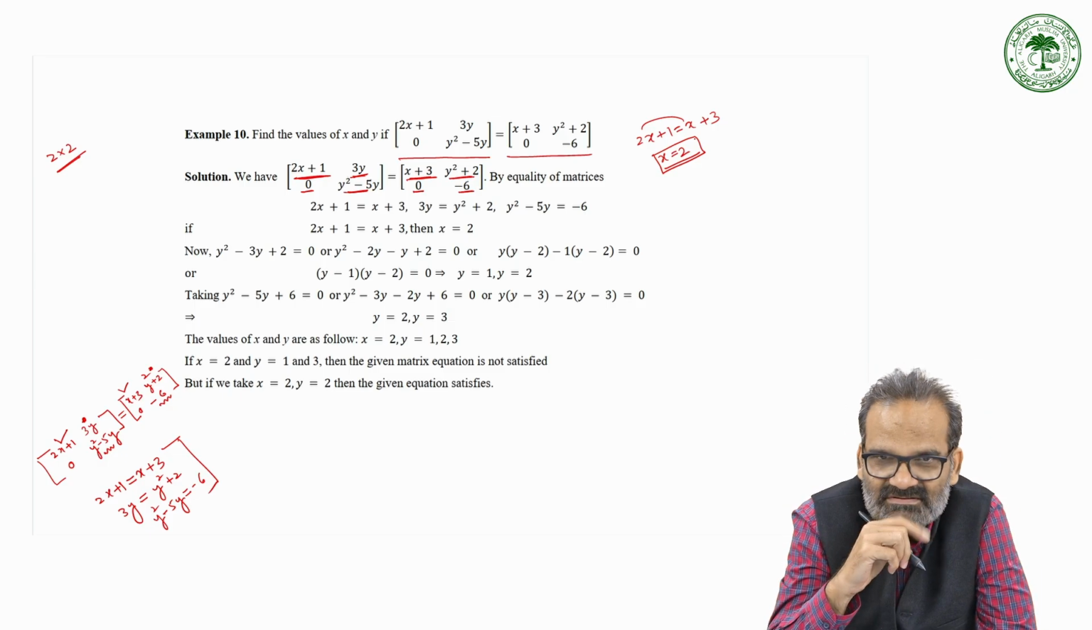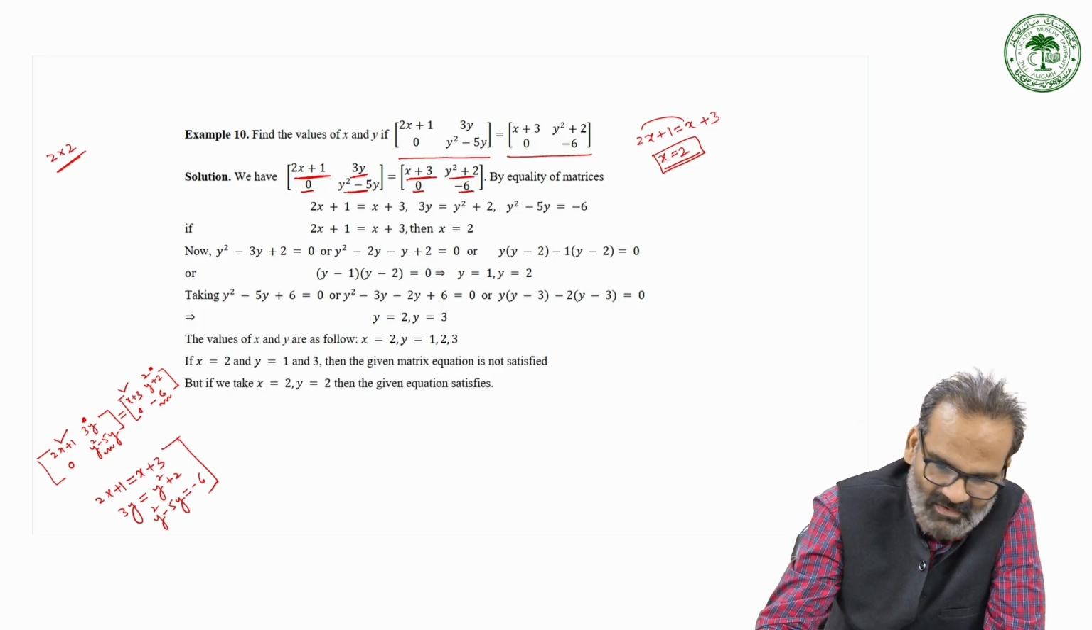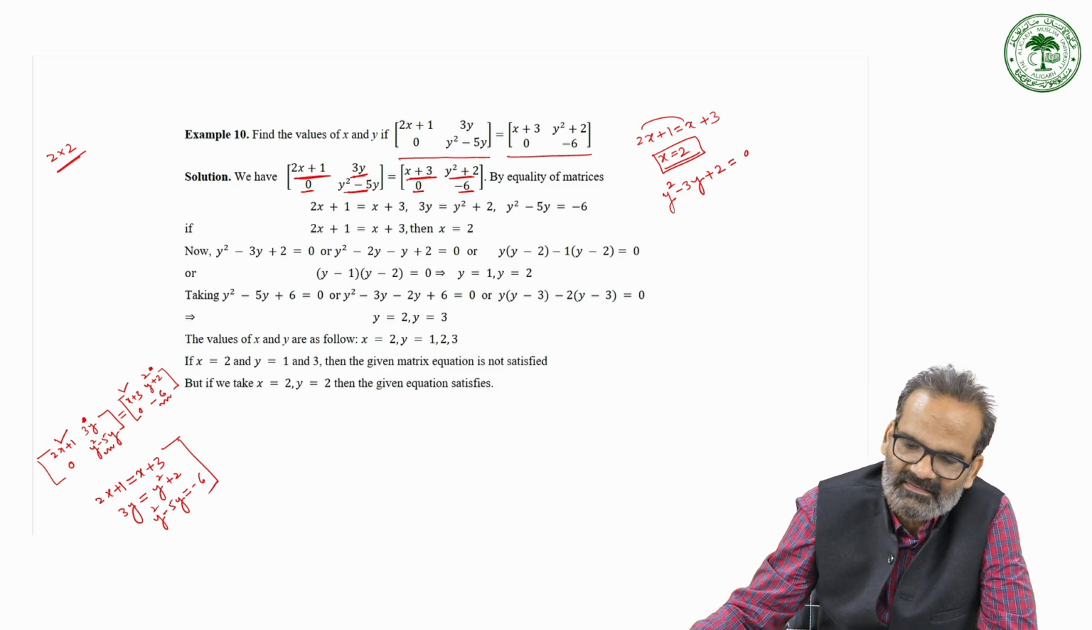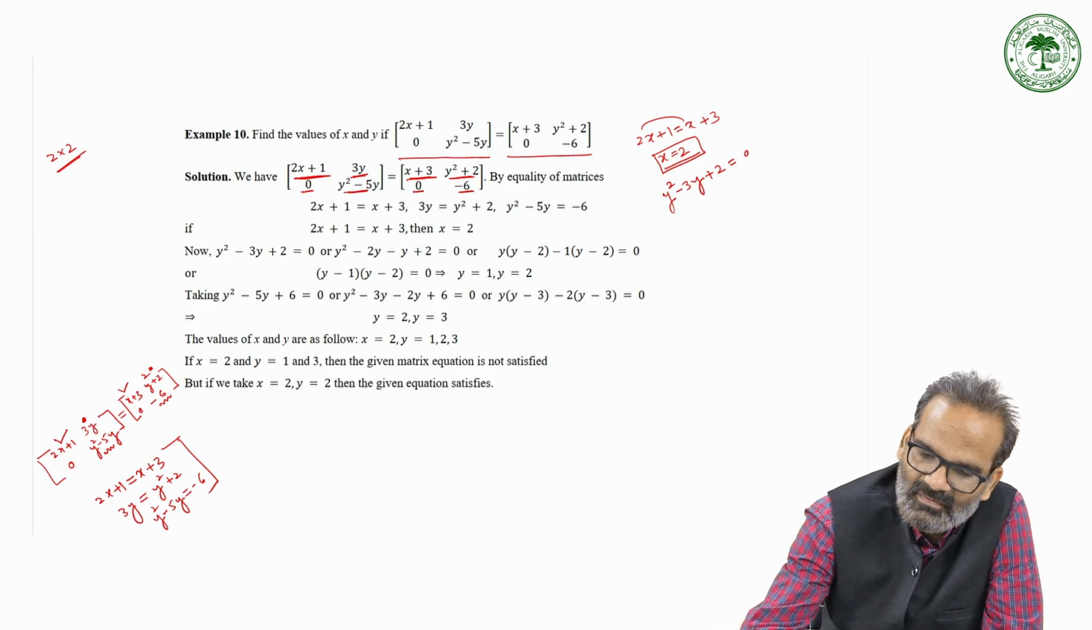Now there are two equations for y. Equation 1 is y square minus 3y plus 2 equals 0. Now find out its factors. Find the factors of 2 such that their product is 2. So minus 1 and minus 2: the product of these two numbers is 2, and their sum is minus 3. Minus 1 minus 2 gives minus 3, right?